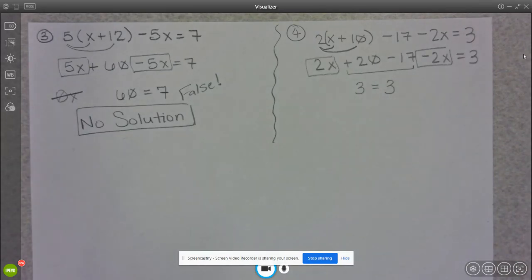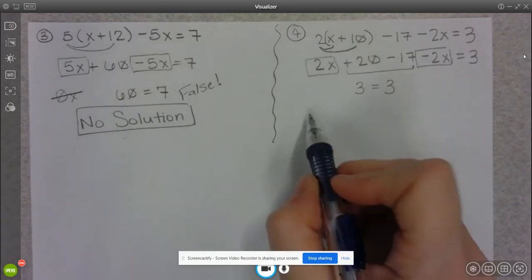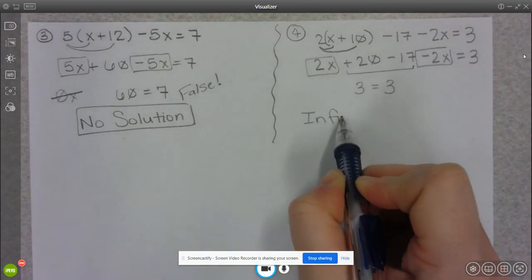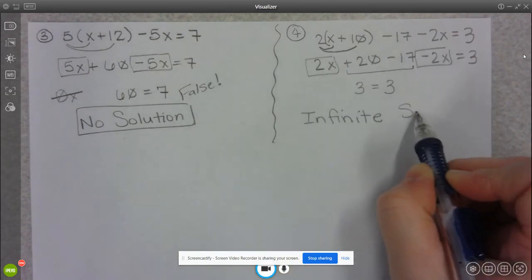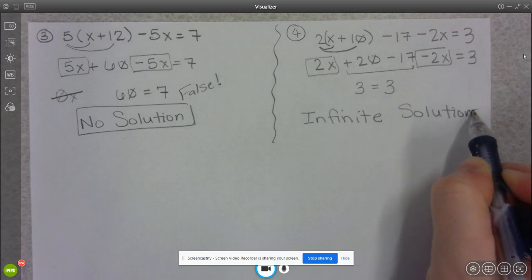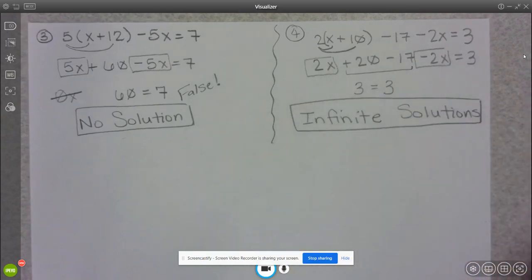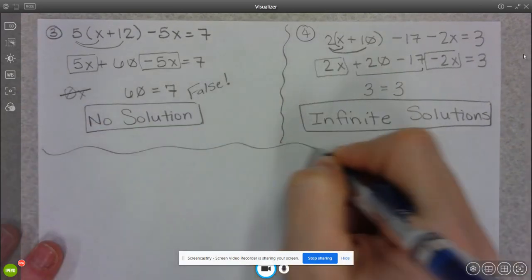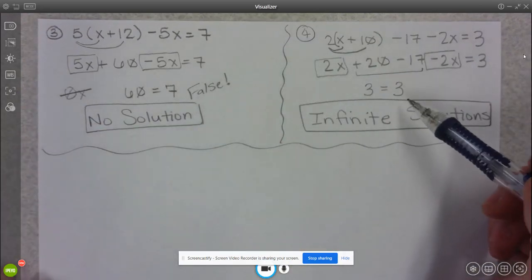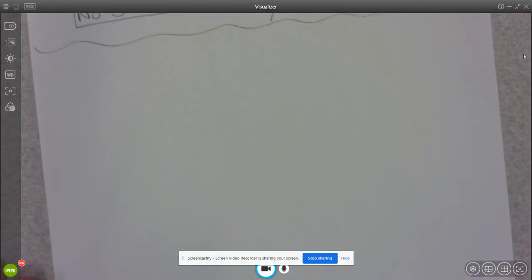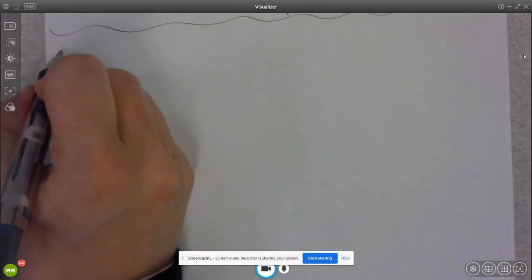Now in this case, this is a true statement. This tells me no matter what number I ever substitute in for x, I'm going to have a completely balanced equation. And since every number for x could work, this is called infinite solutions. Because every number you could ever think of would work for x and balance out that equation. All right, we've got 2 more.